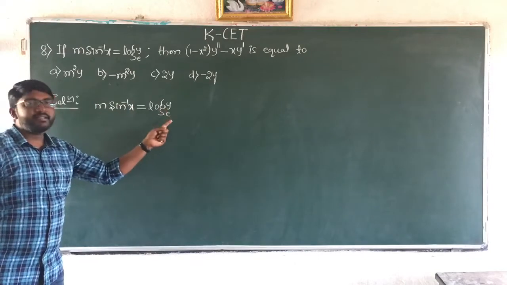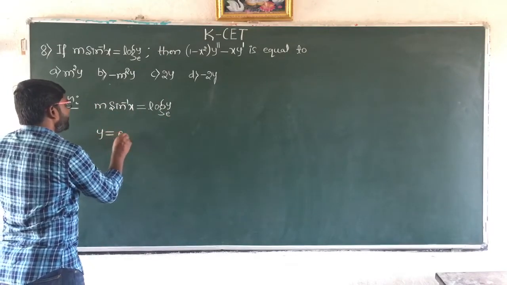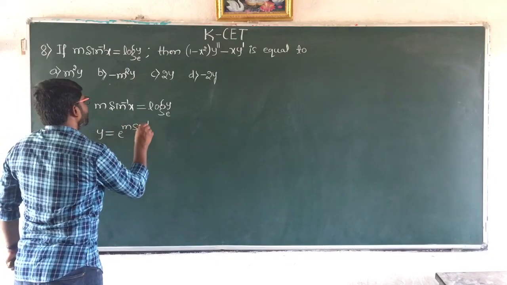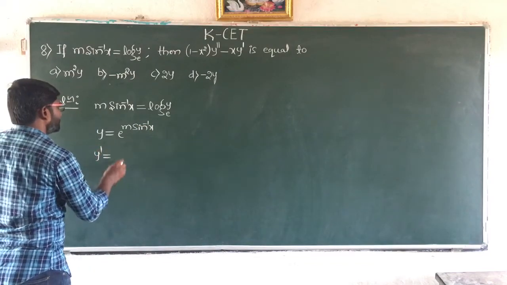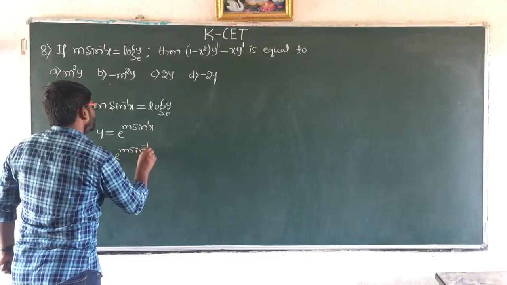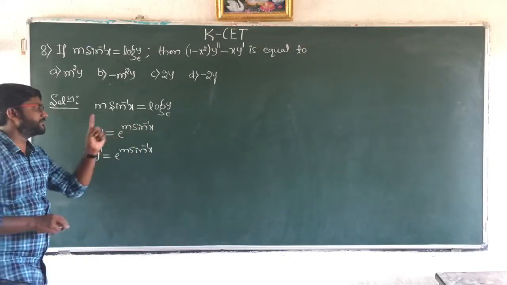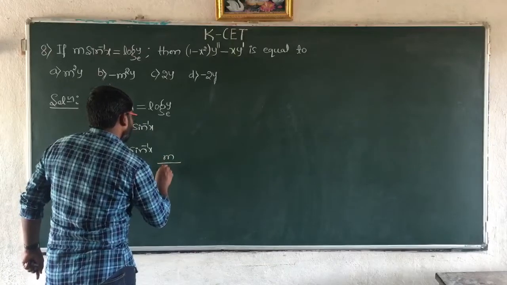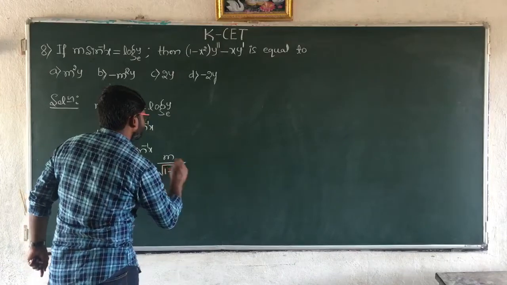Now I write this in the exponential form. It becomes y which is equal to e to the power m sin inverse x. Now differentiate with respect to x, we get y dash which is equal to e raised to m sin inverse x into derivative of this function, d by dx of m sin inverse x. It will give us m divided by under root 1 minus x square.